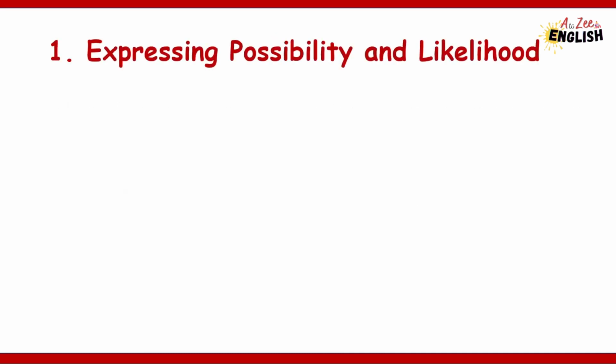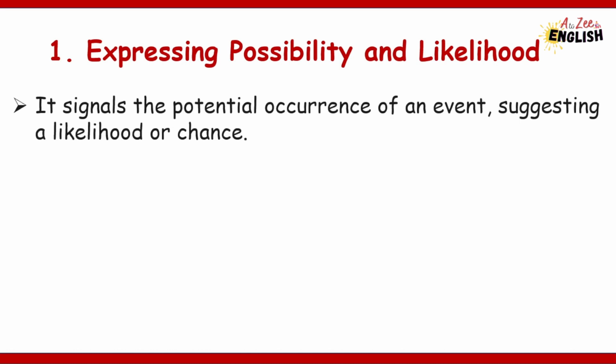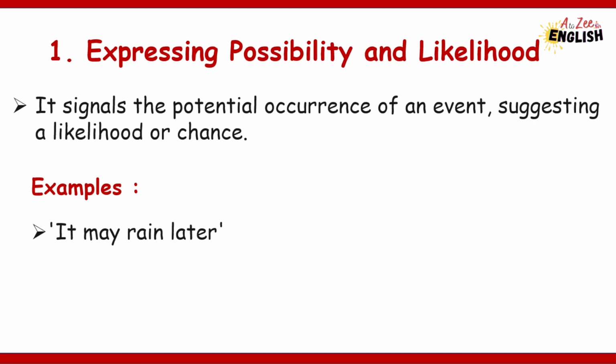First one is, it is used to express possibility and likelihood. It signals the potential occurrence of an event, suggesting a likelihood or chance. For example, it may rain later. It may rain later suggests the possibility of rain, creating a sense of anticipation. Similarly, she may join us for dinner. It represents the likelihood of her attendance, introducing an element of uncertainty.